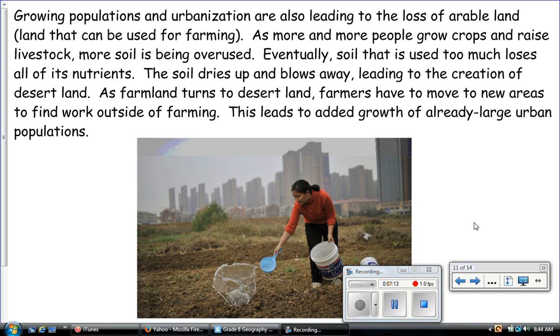As farmland turns to desert land, farmers have to move to new areas to find work outside of farming. This leads to added growth of already large urban populations. In fact, you can see even just outside the main city itself, there are people who will try some farming activities on land which clearly is not suited for agriculture.